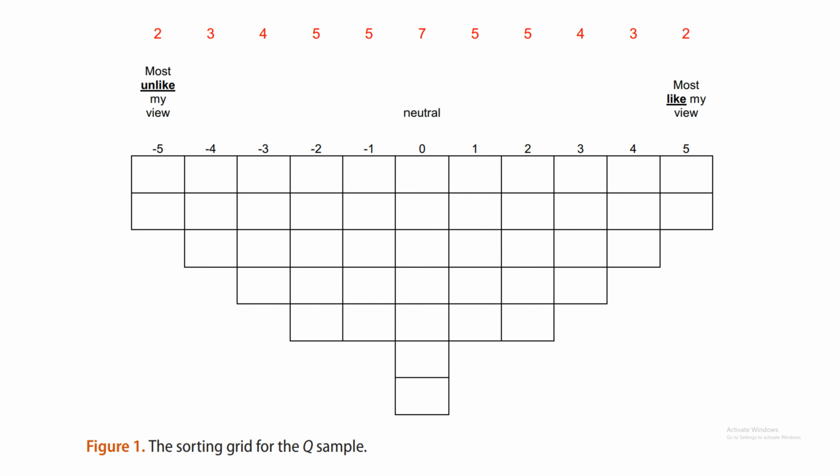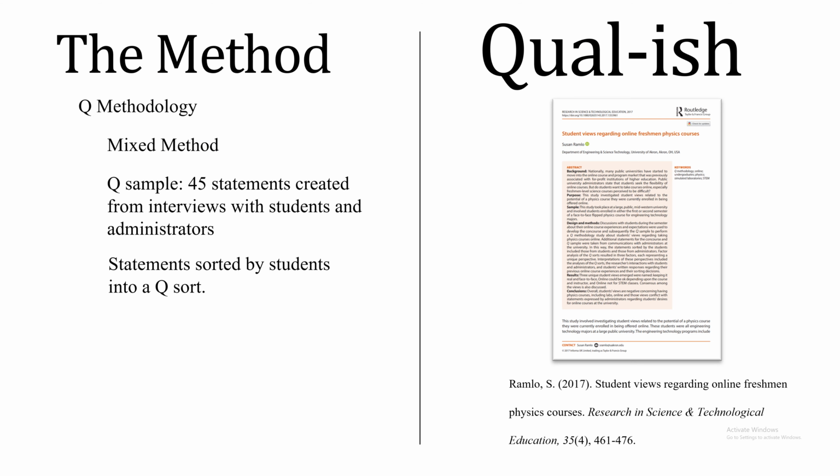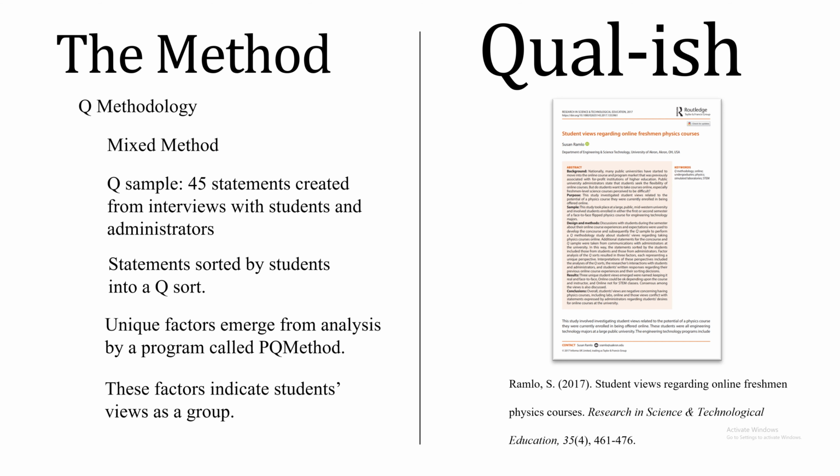They have to put something in this spectrum, and ideally there will be some sort of pattern that emerges with statements that can be grouped together. So to do that, they get these things that they call unique factors that emerge from analysis by a program called PQ method. These factors are supposed to indicate what the students view as a group. It's sort of like the hive mind emerging.